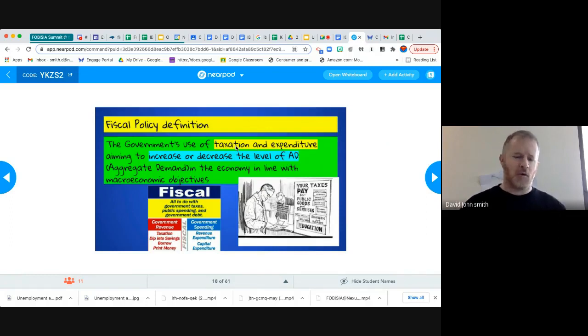And the aim for the use of taxation and expenditure is trying to increase or decrease the level of aggregate demand, the total demand in the economy. It's that accelerator and brake idea again. We want the economy either to go faster, so we want to increase aggregate demand, or we want the economy to go slower, in which case we might decrease the level of aggregate demand.